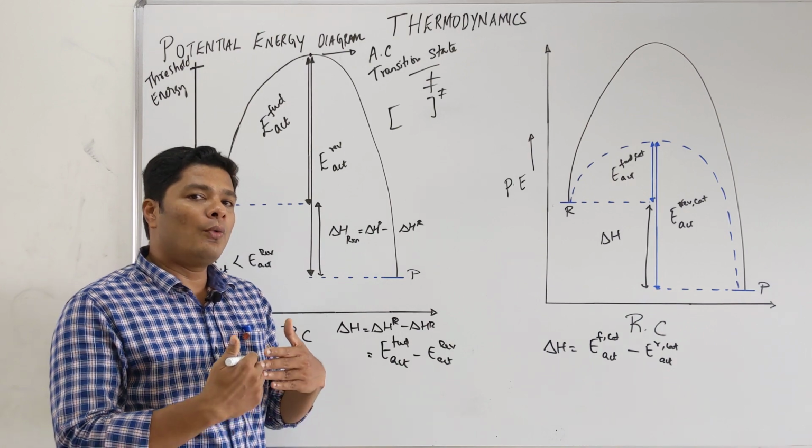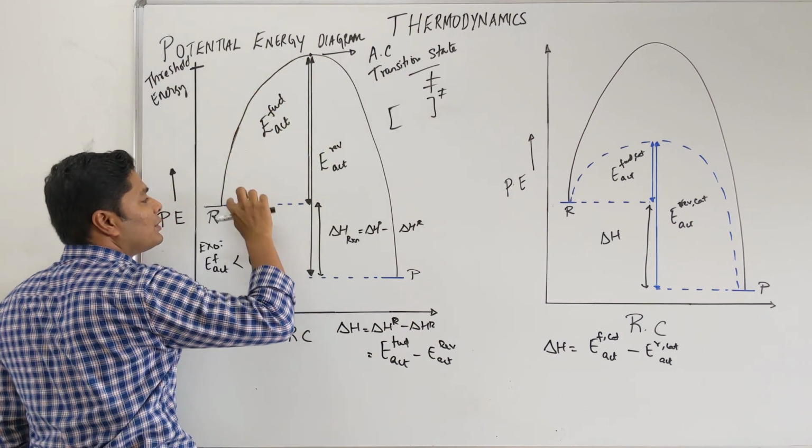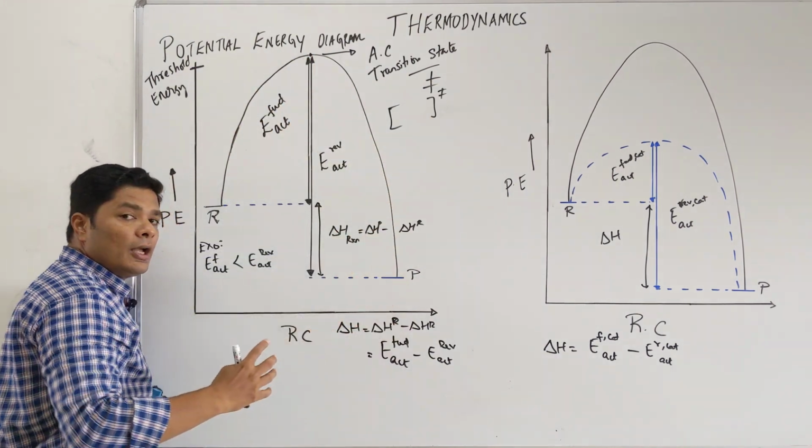Then why does it go forward? Imagine this, let's say there are 100 molecules here, 50 come this way and 50 come this way. Okay, now you put in more energy.